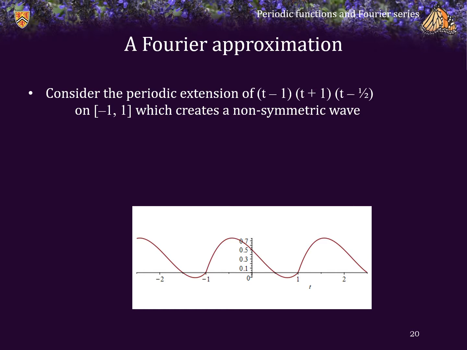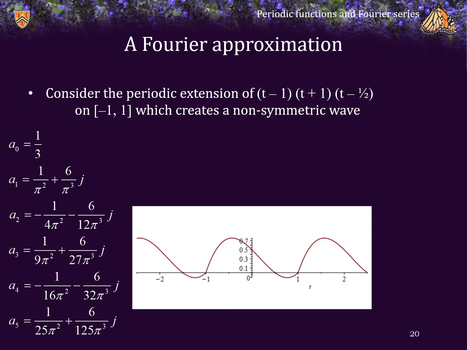All right, now let's consider the periodic extension of the polynomial that has roots at 1, -1, and 1/2. If we periodically extend this from the interval -1 to 1, this creates a non-symmetric wave. So we can still calculate the exponential coefficients, but we now note that they are complex, being neither entirely real or imaginary, except of course for the constant, or the DC term.